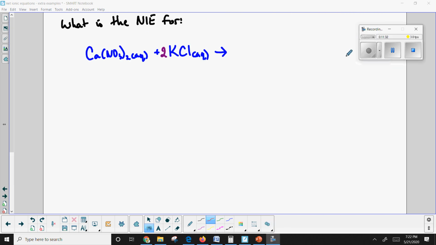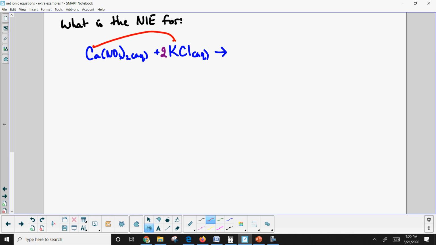Okay, and we've got one last one here. Here we've got calcium nitrate and potassium chloride. Now this time, we're going to do the same thing. Here we go. Displacements, we're going to have calcium chloride. It's soluble. And what else do we have? We've got potassium nitrate. You look this up under solubility rules. It's soluble. So wait a second. Everything is soluble. When everything is soluble, remember, no reaction occurs.